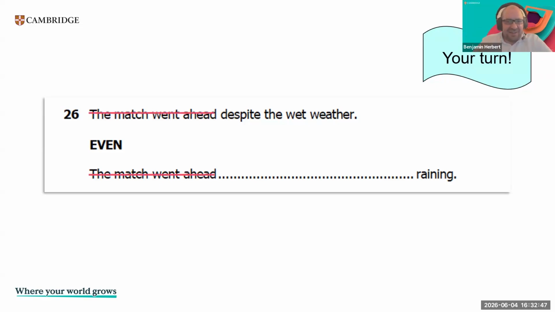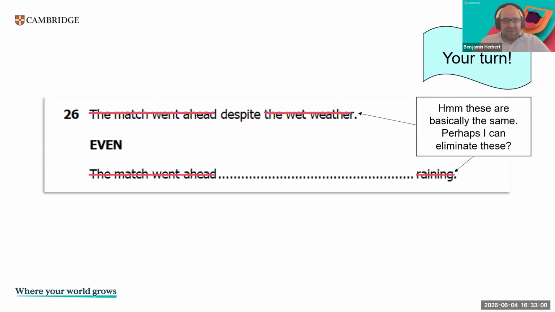We can see we have the match went ahead in both sentences, so we know we don't need to repeat that in terms of meaning. And in the first sentence, we have the wet weather. In the second sentence, we have raining, and these mean basically the same. I think we would encourage our learners to think, these words are close enough in meaning that I don't need to repeat them. But we have that word despite.